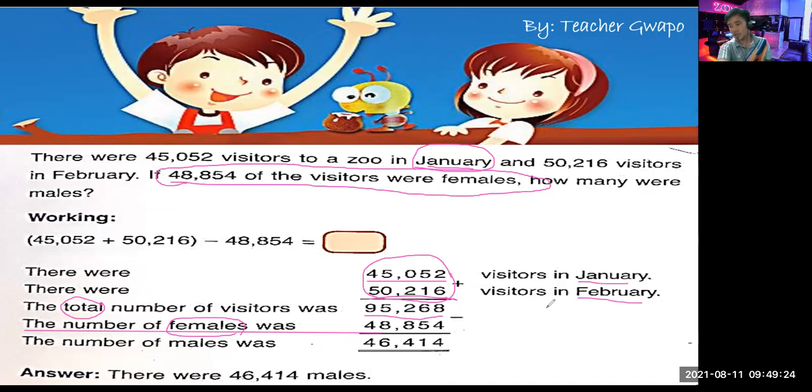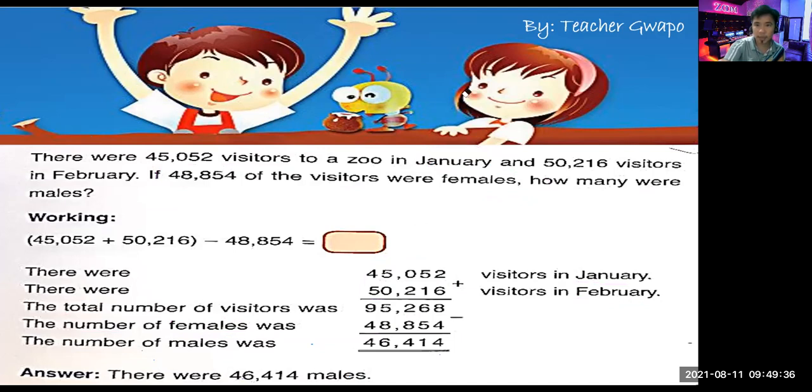Okay, now let me help you on page 30. I think it's quite hard. Let's try. If you can do it, it's much better. Okay, now let me erase this one first. Let me erase. Okay, now allow me to proceed to the next. Please don't forget to write your answer here. Okay, 46,414. Please write your answer there. Thank you.